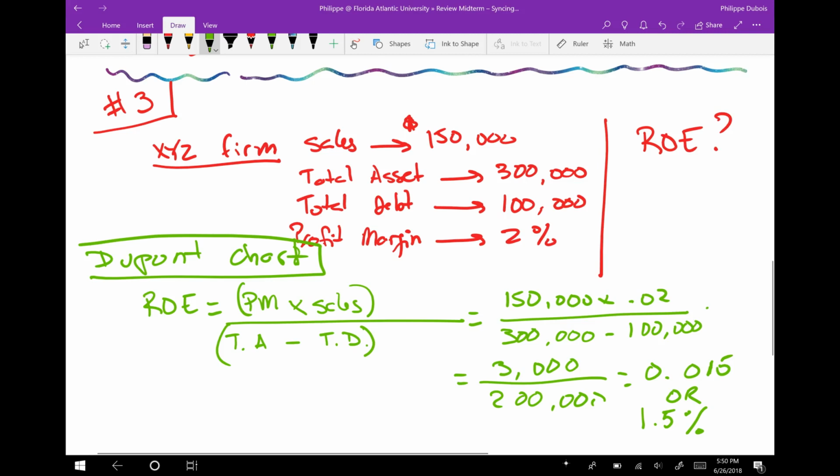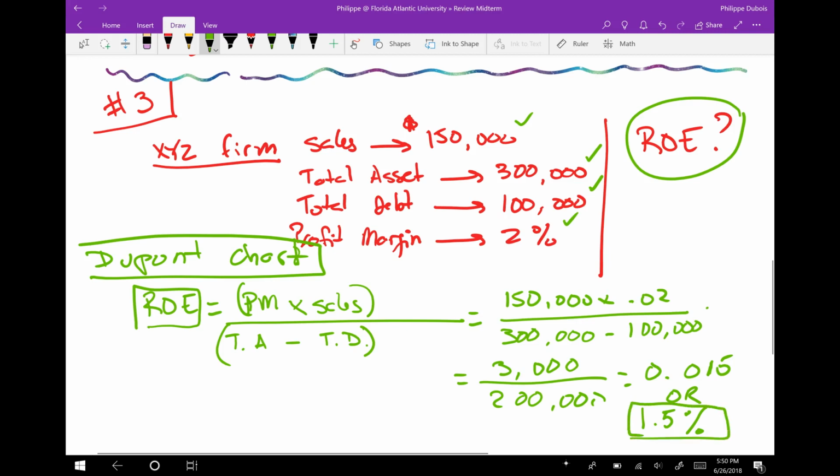As easy as that. Okay, so XYZ firm has sales of 150 grand, total asset of 300,000, total debt of 100,000, profit margin of 2%. What is the return on equity? Well, if you go to your DuPont chart, you will realize that your return on equity is simply your profit margin times your sales over a total asset minus your total debt. And if you compute that, you will get 1.5% for your ROE. So ROE equals 1.5%. All right, as easy as that.